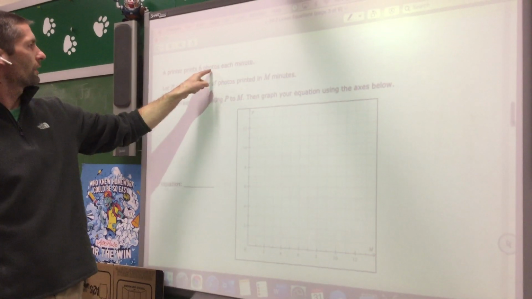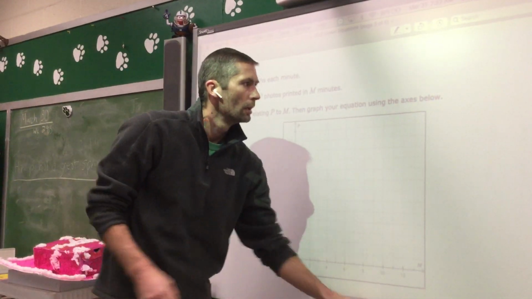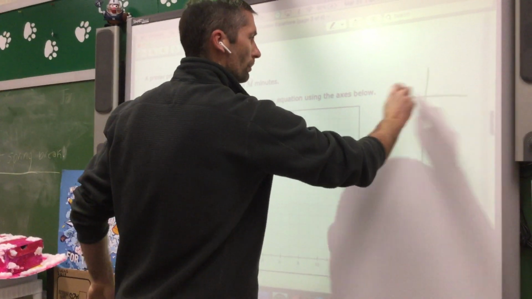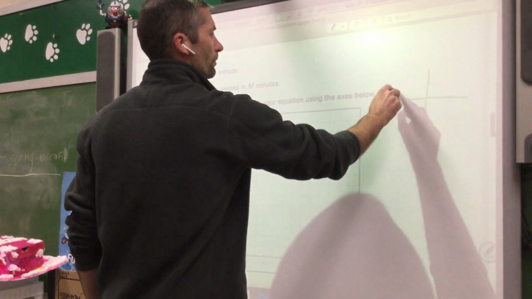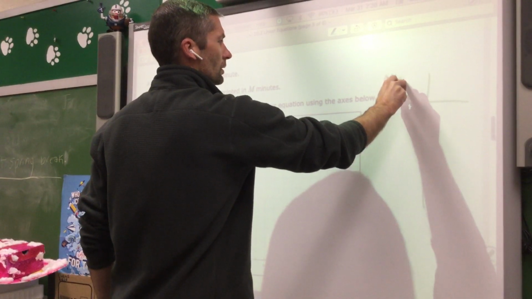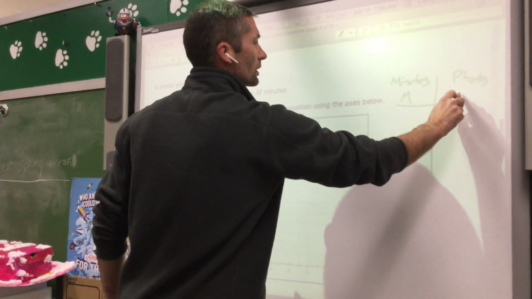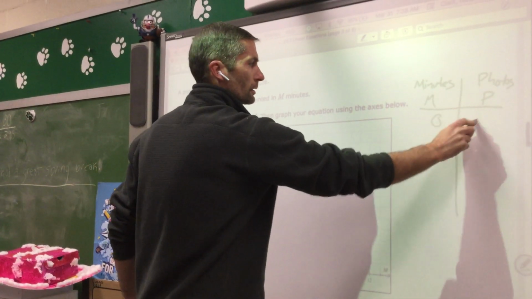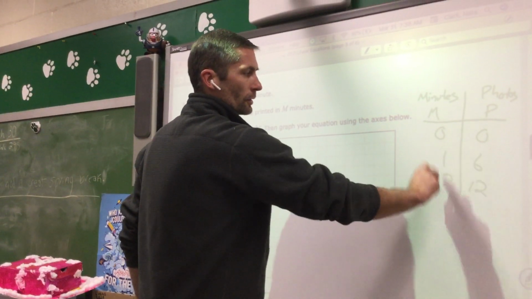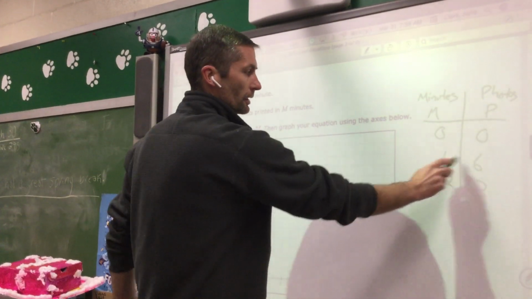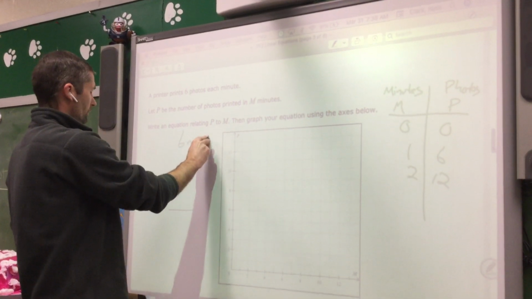A printer prints 6 photos each minute. Let P be the number of photos printed in m minutes. What is my independent variable there? The minutes or the photos? It's the minutes. The minutes, time keeps marching. So that's my independent, it goes first, and then the photos goes second. So after 0 minutes, we've made 0 photos. 1 minute, 6 photos. 2, 12. So again, we've got multiplication to get from here to here, times 6. So my equation is 6m equals p.